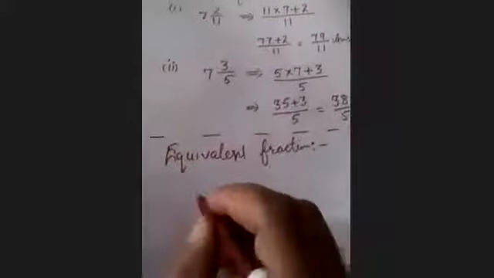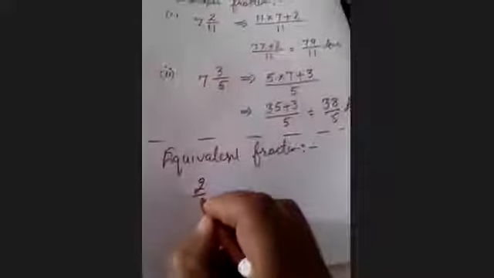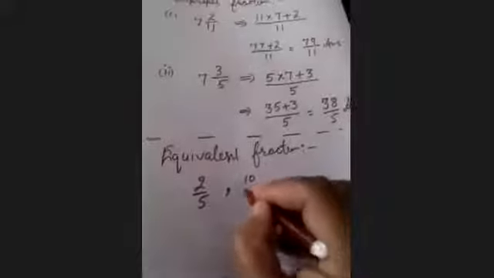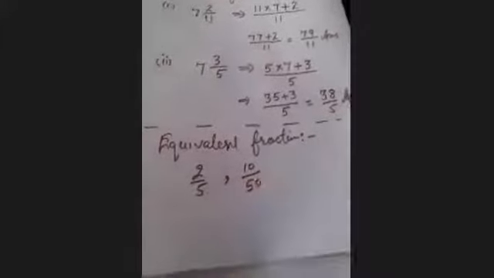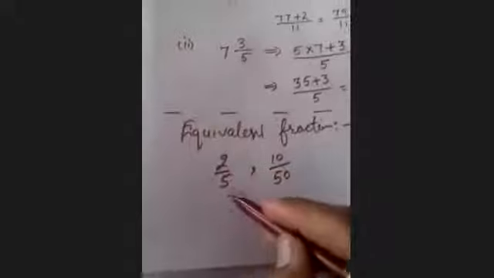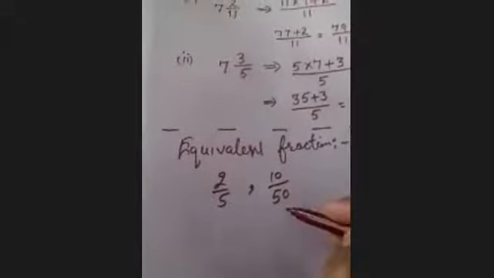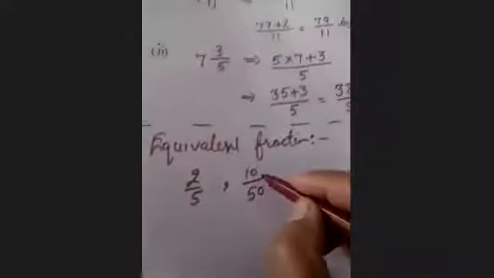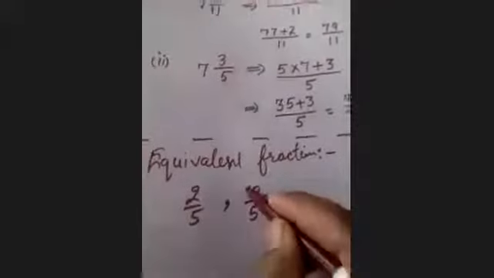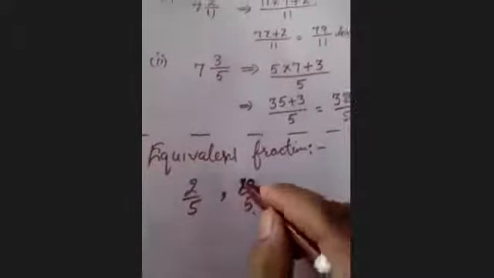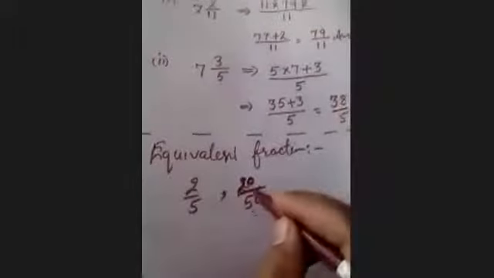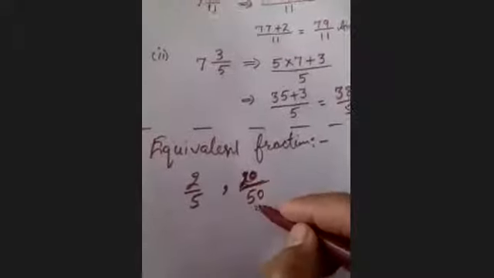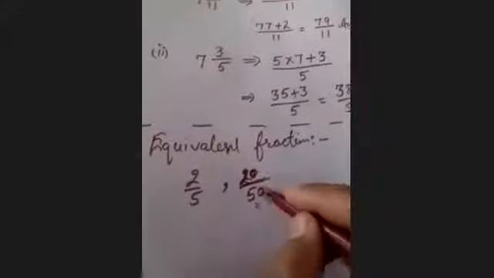For example, 2 upon 5 and 10 upon 50. Now convert 10 upon 50 into its simplest form. You can see, 10 and 50.